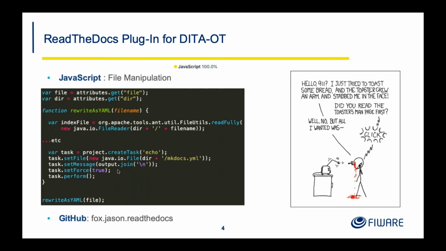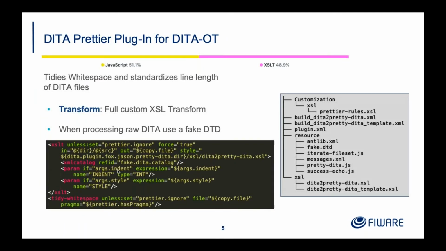And let's move on to the third example. So we've done one where we've done stuff at the beginning, and one where we've done stuff at the end. Let's move on to something else which does a complete new transform. Move on to the Prettier plugin.